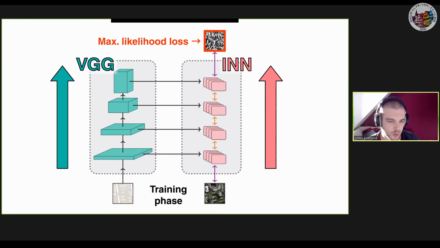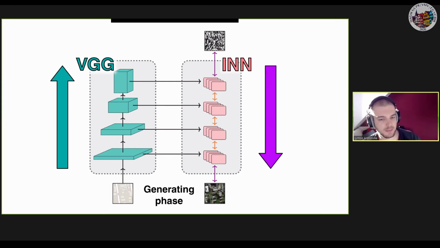If you then want to do conditional image generation at test time, you extract the features in the same way, but then inject them into the inverted INN. By sampling Gaussian noise at the top here and running the INN backwards, we can do conditional image generation.